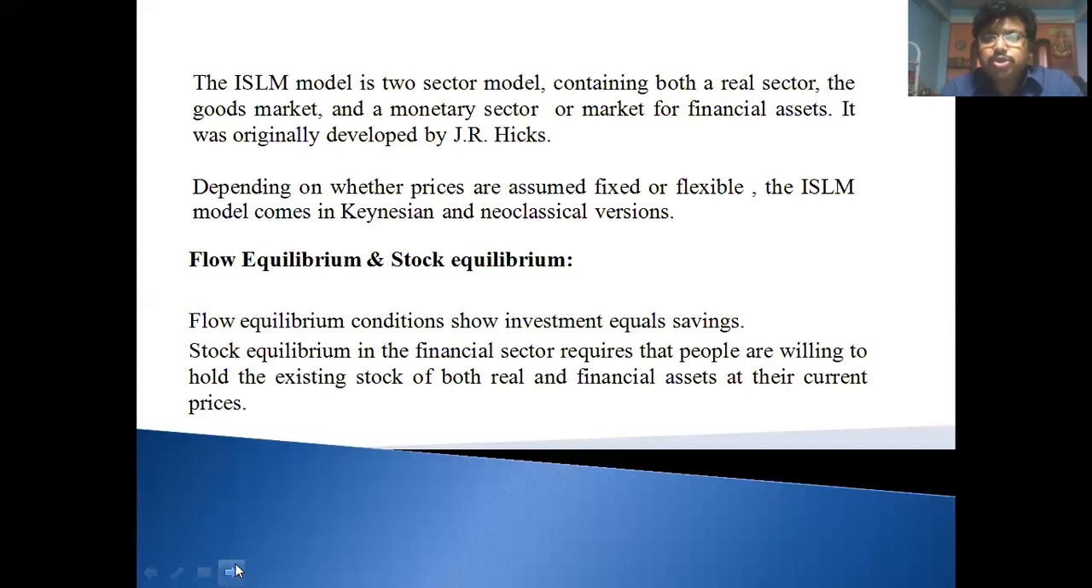An inflationary situation may come in the scenario if the desired saving is less than the planned investment. It means demand for output is greater than the supply of output. As there is more demand compared to the supply of output, there is an inflationary pressure.